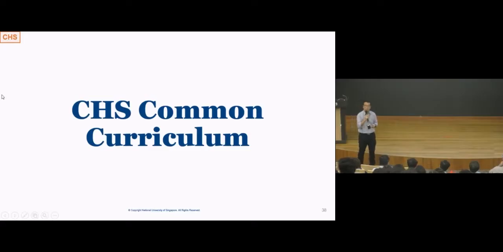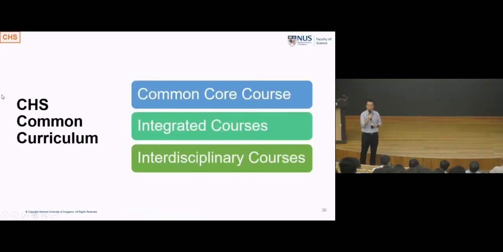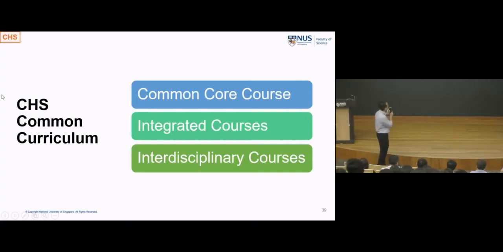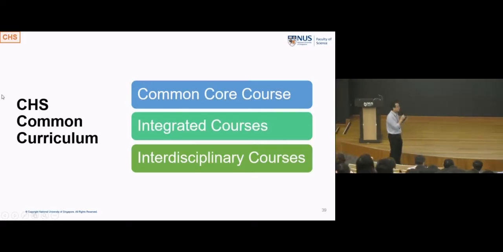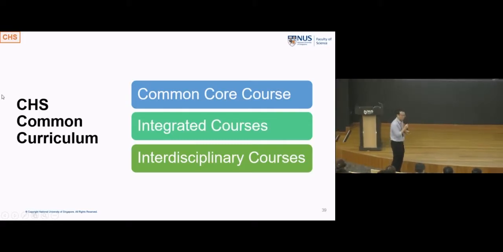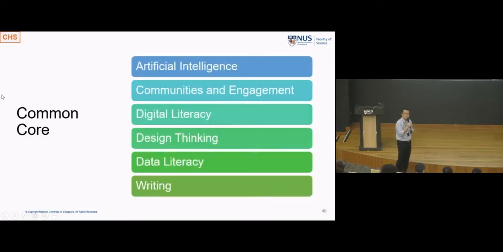Before I start, I'm sure all of you already know what the common curriculum in CHS comprises of. So the common curriculum comprises of 3 major types of courses that you have to take. One we call the common core course. The second category are what we call the integrated courses. And then the third one are the interdisciplinary courses. So the common core courses are these, 6 of them. 3 of which are mapped into the general education curriculum, or what we call the university level requirements. They are the digital literacy, data literacy, as well as the communities and engagement.